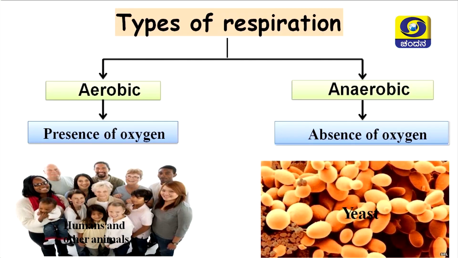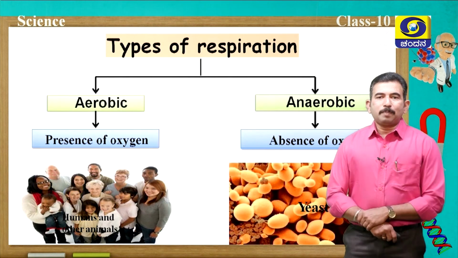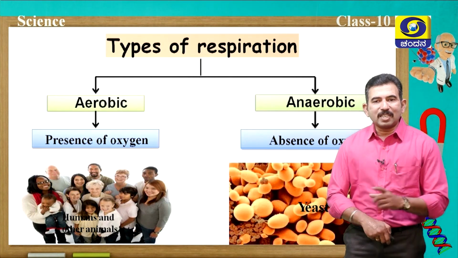Internal respiration again can be divided into two types. One is aerobic respiration, another type of respiration is anaerobic respiration. Aerobic respiration takes place in almost all animals, including human beings, and this type of respiration takes place in the presence of oxygen, whereas anaerobic respiration takes place in the absence of oxygen, and it takes place especially in microorganisms like yeast. So these are the main two types of respiration. Now let us discuss one by one.